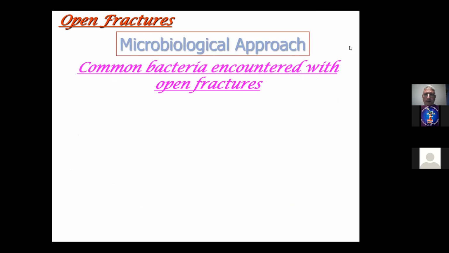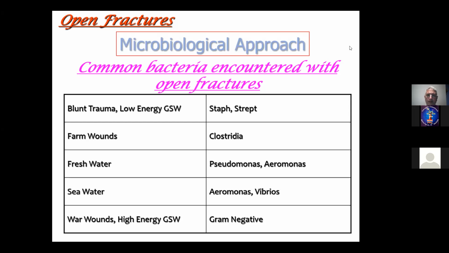What are the common bacteria encountered with open fractures? Mostly we can see the gram-positive, like staph and strep, and in farm wounds, the Clostridia is important. Freshwater: Pseudomonas and Aeromonas. Seawater: Aeromonas and Vibrio. And in war wounds, the gram-negative is important.